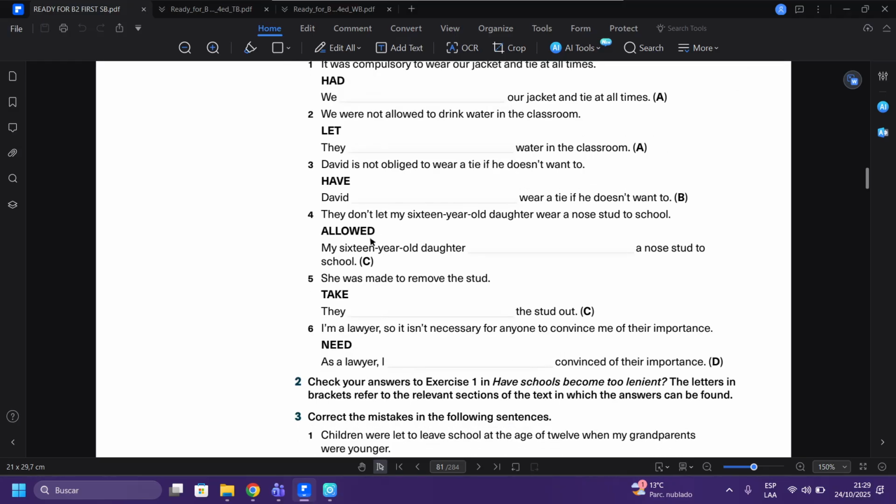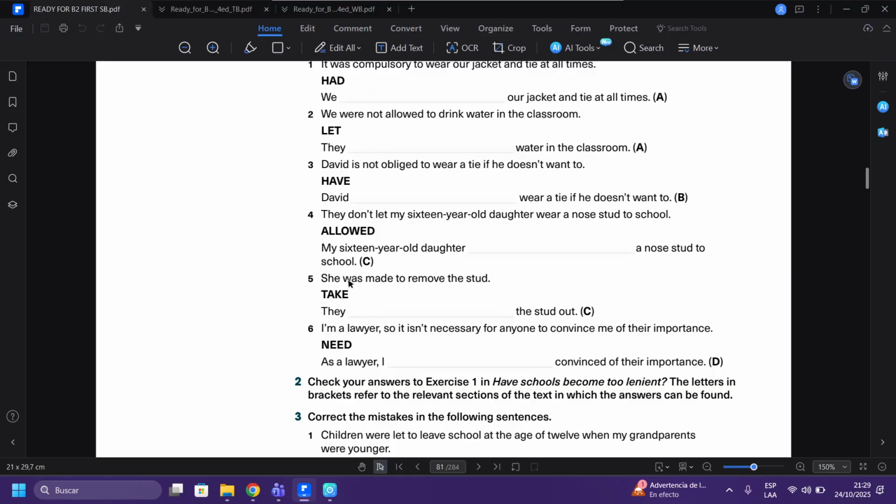Number 3, David is not obliged to wear a tie if he doesn't want to. Then we have David. In this case, it is in present, right? We can say David doesn't have to wear. That is. Number 4, they don't let my 16-year-old daughter wear a nose stud to school. What do you think? We have the keyword allowed. My 16-year-old daughter is not allowed to wear a nose stud to school.